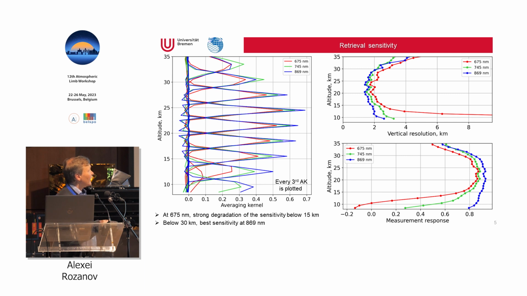Now the vertical resolution, same colors. Again, you see the best vertical resolution, down to 8 kilometers, from the 869. Similar but a bit worse for 745, and quite degrading below 12 kilometers for 675. And the same situation actually for the measurement response.